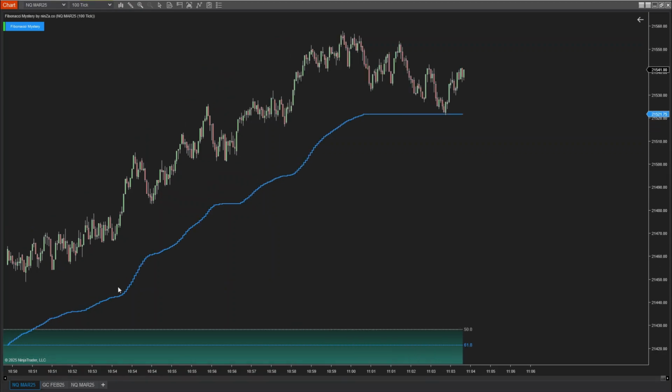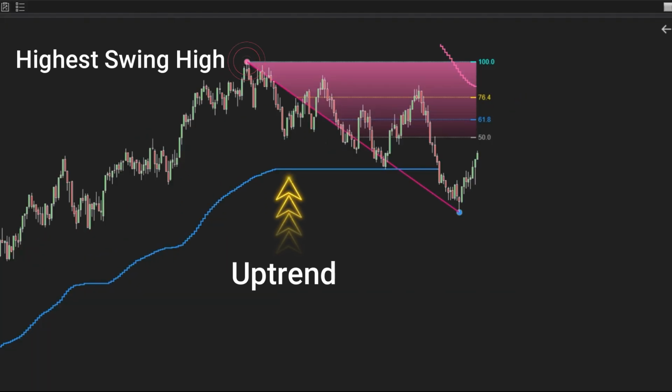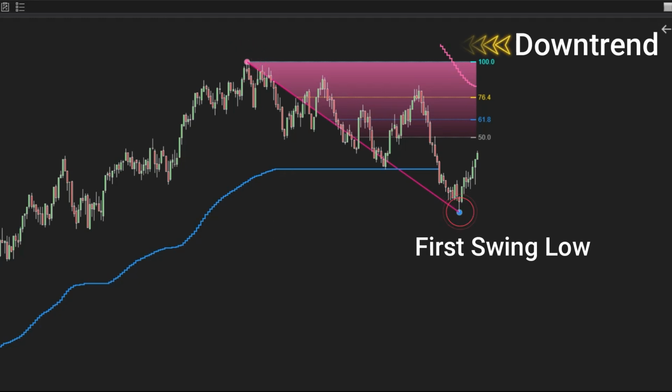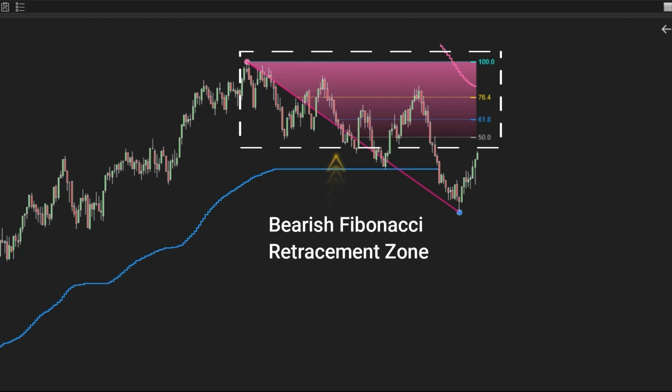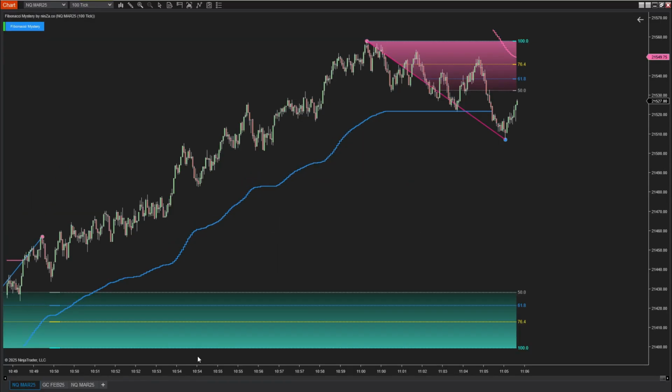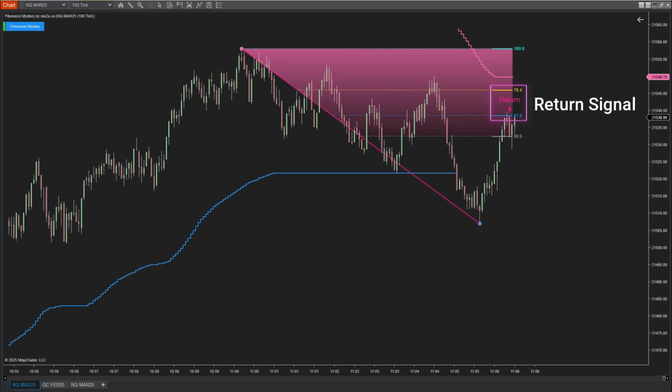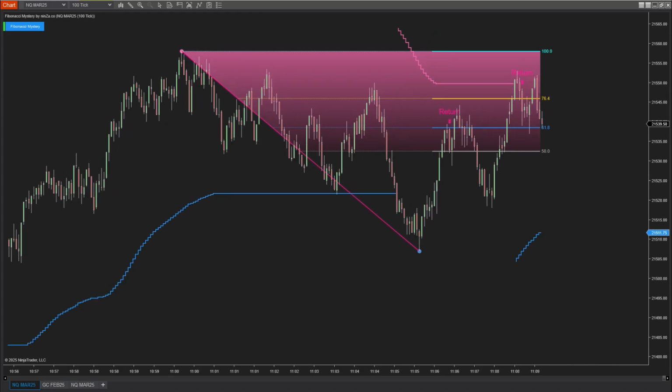On the other hand, let's discuss the bearish Fibonacci retracement zone. Identify the highest swing high in the previous uptrend. This will be the 100% level in the Fibonacci retracement. Next, to determine the 0% level in the Fibonacci retracement, the indicator will identify the first swing low in the current downtrend. From there, the bearish Fibonacci retracement zone will be established. When the price enters this zone and reacts, the indicator will look for and suggest a sell signal on the chart.